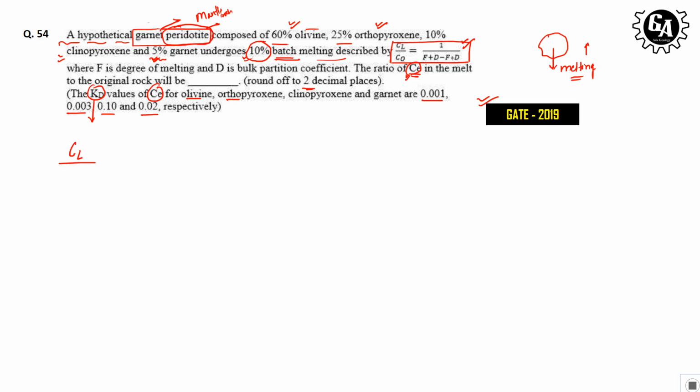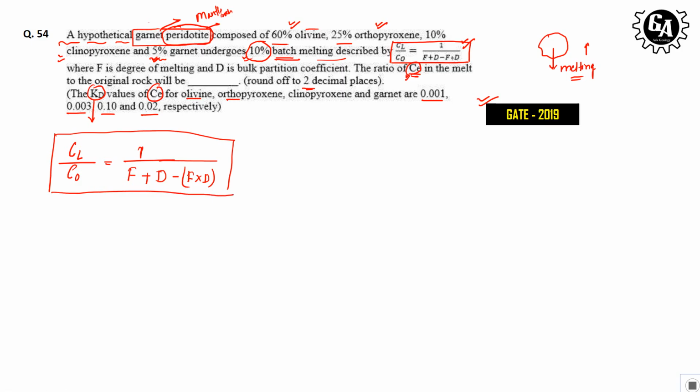This is the concentration of the trace element in the liquid to the concentration of the trace element in the original rock, equal to 1 divided by D plus F times (1 − D), where F is the fraction of melt produced and D is the bulk distribution coefficient, or bulk partition coefficient. This is the equation we'll use for batch melting. For fractional melting there is a different equation.